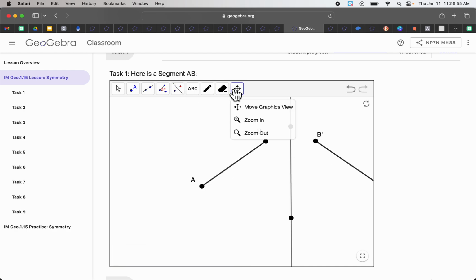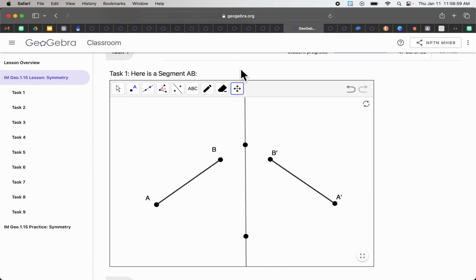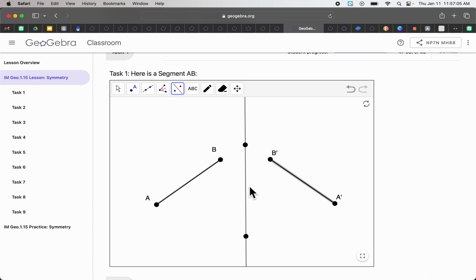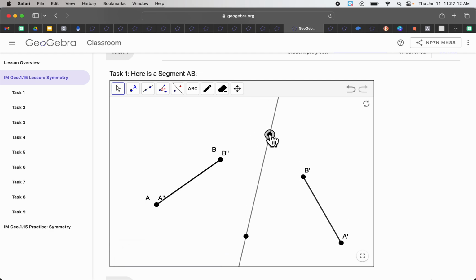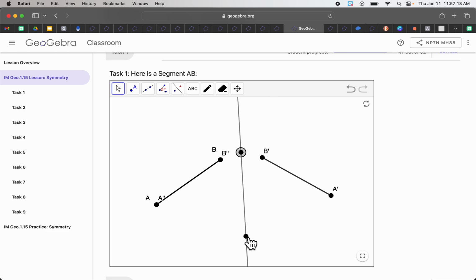And we get a reflection. Move my graphics view again. There we go. And then I will reflect this back across this line. And where's it going to end up? Well, surprise, surprise, it ends up back where we started. And it doesn't matter where I change this mirror to, where the mirror is, it's still going to end up back where it started. Okay, cool.